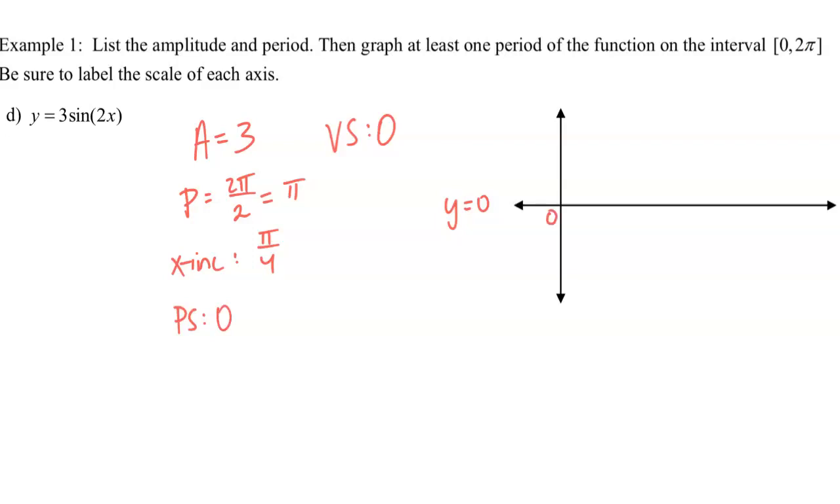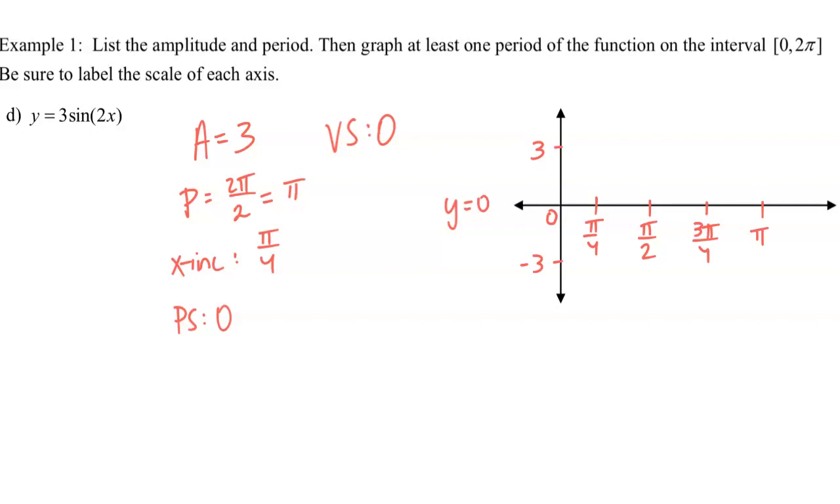And let's go ahead and get our y-axis labeled here as well. If my amplitude is 3 and my midline is 0, that means I'm going to have y values at 3 and at negative 3. Now, counting by the x increment is how we're going to get our remaining 4 points. And so starting at 0, plus pi over 4 is going to be 1 pi over 4, and then 2 pi over 4, which will reduce to pi over 2, then 3 pi over 4, and finally 4 pi over 4, which will reduce to pi.